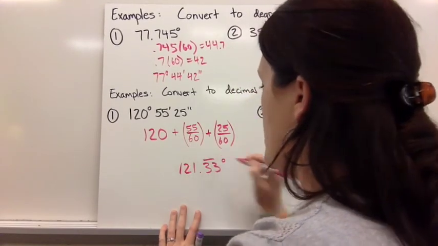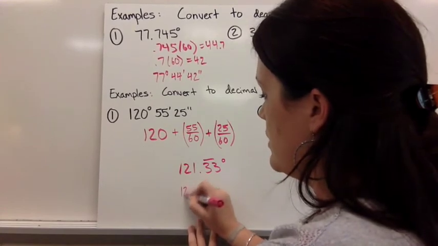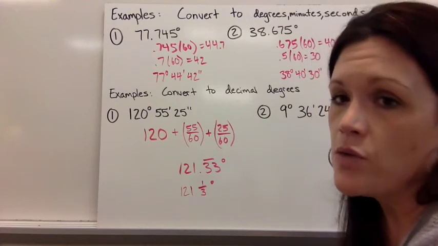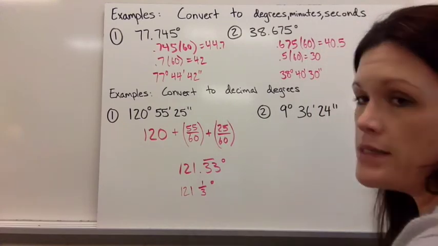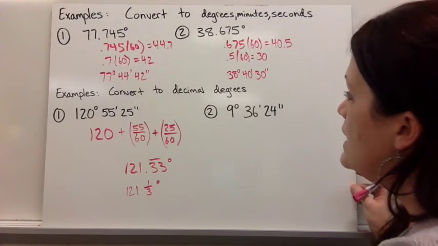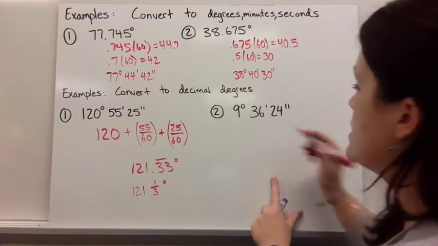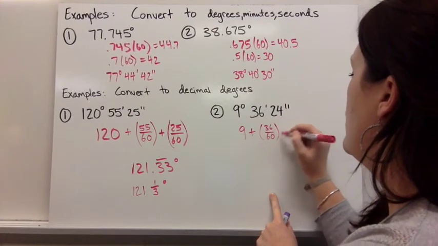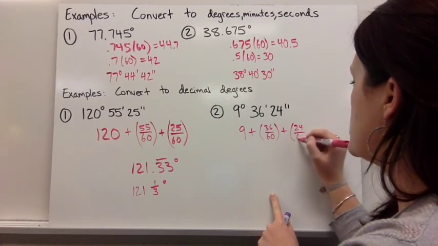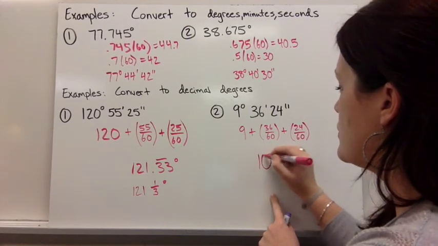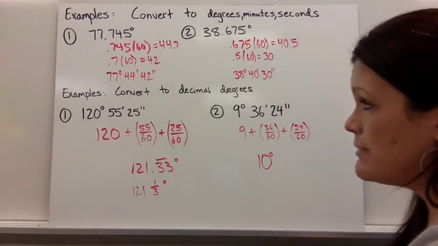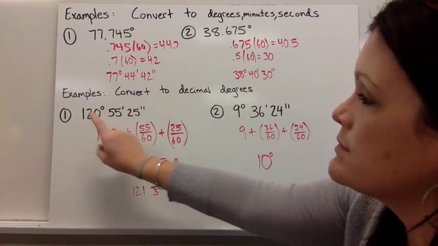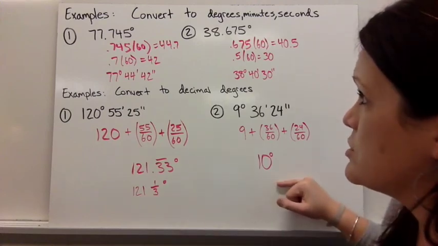And so I'm just going to write it as 121.3 repeating, or you could say 121 and 1/3 degrees. You could see it written either way. But it is important to put the repeating symbol since it was repeating. For 9 degrees, 36 minutes, and 24 seconds, you would do 9 plus 36 over 60 plus 24 over 60. And for this one, it just turned out to be an even number of 10 degrees. So sometimes you won't have a decimal part left over. So those are two examples of converting from degrees, minutes, and seconds to a decimal degree measure, and then the opposite.